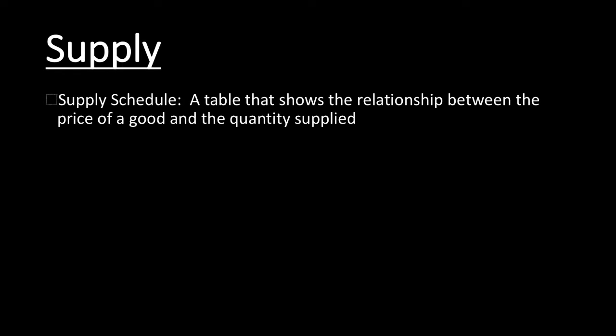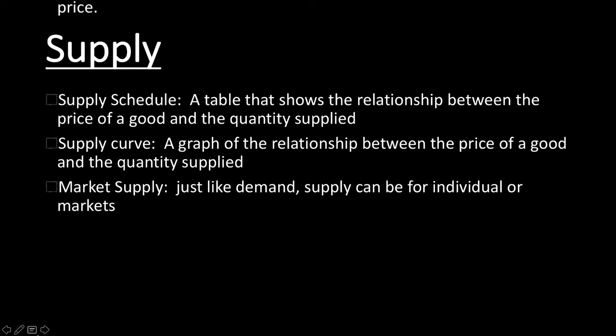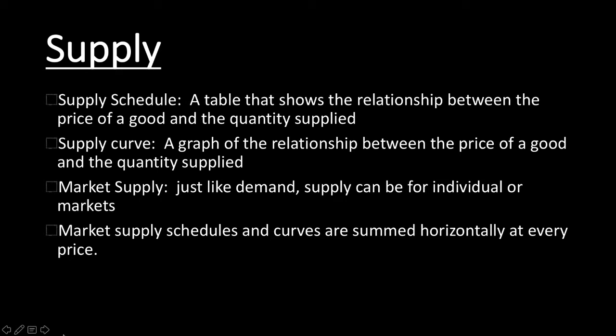Now, just like demand, supply can have a supply schedule and a supply curve. Okay, a supply schedule is a table that represents the relationship between the price of a good and the quantity of the good supplied. The supply curve is a graph that shows the relationship between the price and the quantity. So a schedule is a table, a curve is a graph. It could be for a market, or it could be for an individual. So this is all very similar to what we've seen in demand.